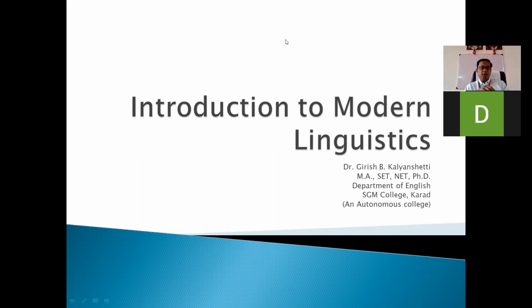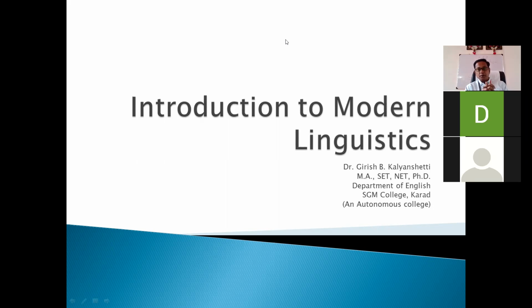So when we are dealing with this paper, that is Introduction to Modern Linguistics, it is important that we be familiar with some of the prerequisite essentials, so that those things will help us in understanding things better. That's why today I'll be talking about how we are going to deal with this paper, what modules are going to be there for you, and how we are going to get some understanding about modern linguistics.